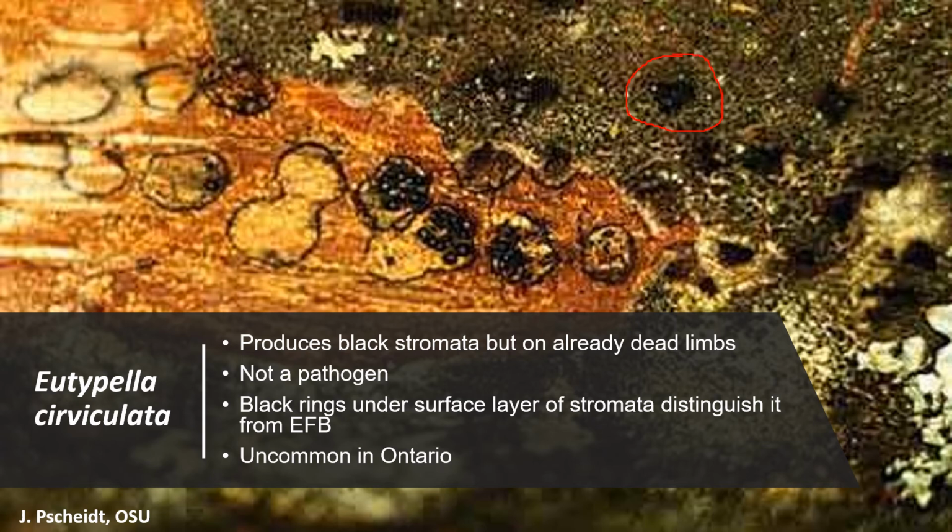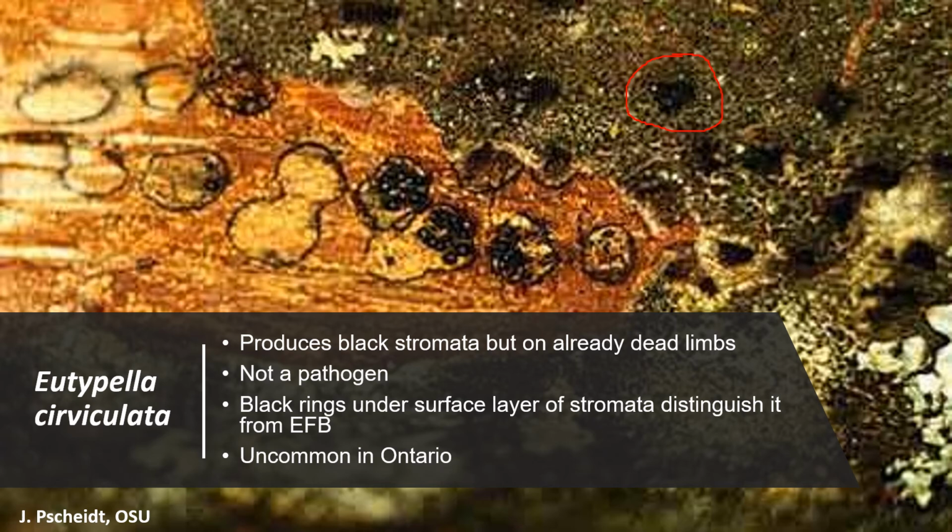So you can see a photo here on this tree. But the difference is that it is produced on already dead limbs. So it is not a pathogen, unlike the Eastern Filbert blight fungus. But you may initially, if you're out there looking for black stromata, think you're dealing with Eastern Filbert blight.